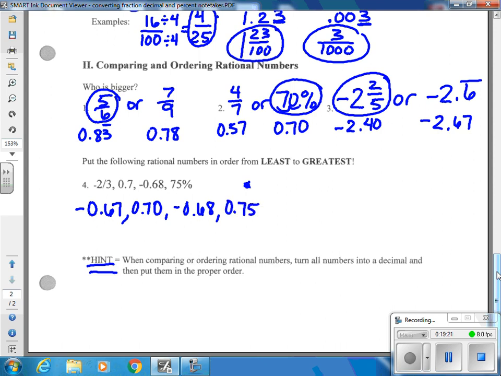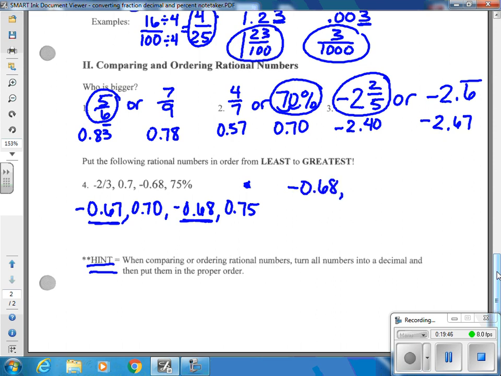Right, so now that we've got them all into decimals, we want to put them in order from least to greatest, little to big, and we're going to use the decimals to help us out. All right, negatives always have to go before positives, so now we're going to look at the negative 67 cents and the negative 68 cents. Remember, the person who owes us the most is the smallest. Right, so negative 68 cents owes us more than negative 67 cents. Negative 68 is your smallest number.